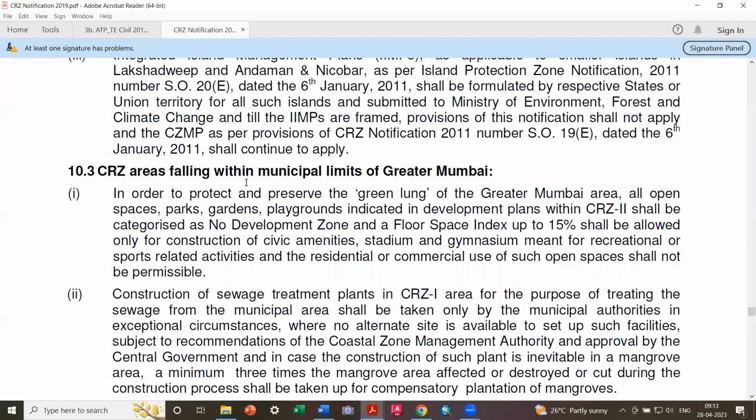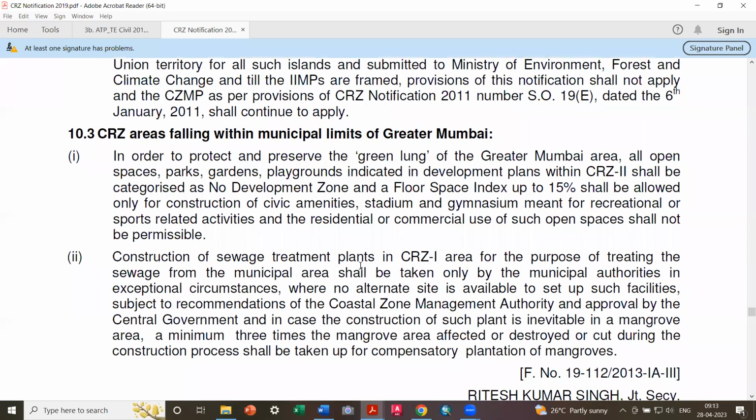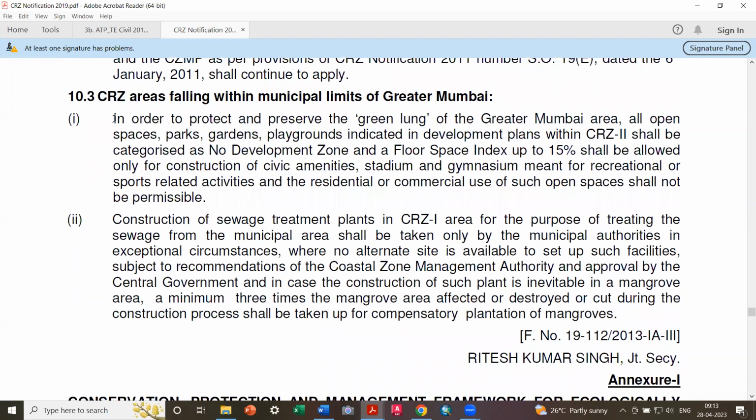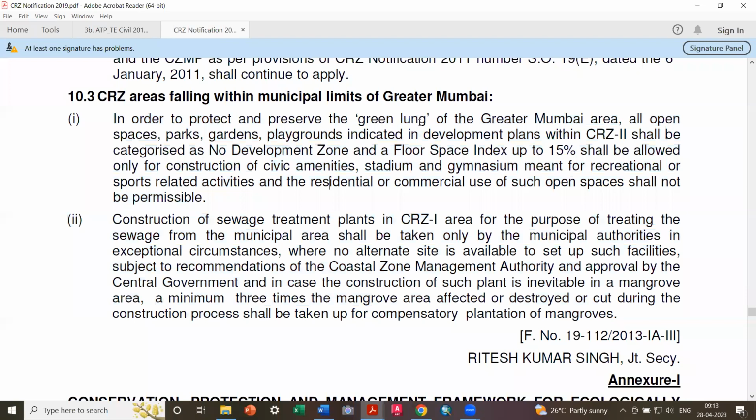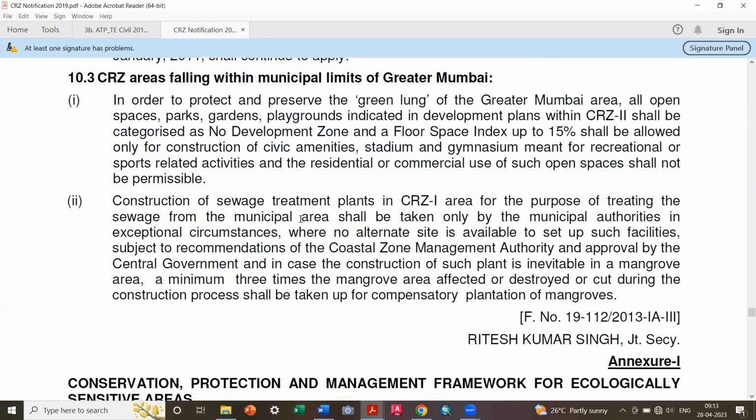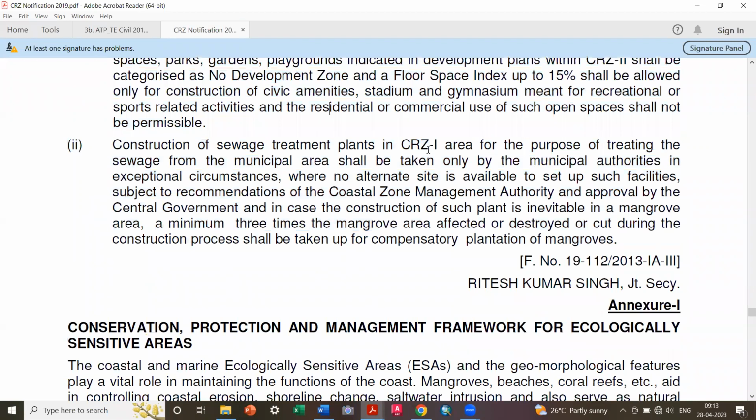The CRZ areas falling within the municipal limits of Greater Mumbai. Now for Mumbai I said that we will have to look at it a little differently, so some exceptions will be given there. In order to protect and conserve green lung of the Greater Mumbai area, all open spaces, parks, gardens, playgrounds indicated in the development plans within CRZ2 shall be categorized as no development zone and floor space index of 50% shall be allowed only for construction of civic amenities, stadium and gymnasium meant for recreational or sport related activities. Okay, construction of sewage treatment plants in CRZ1.